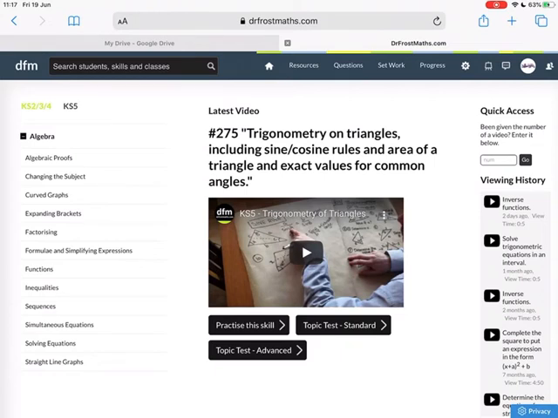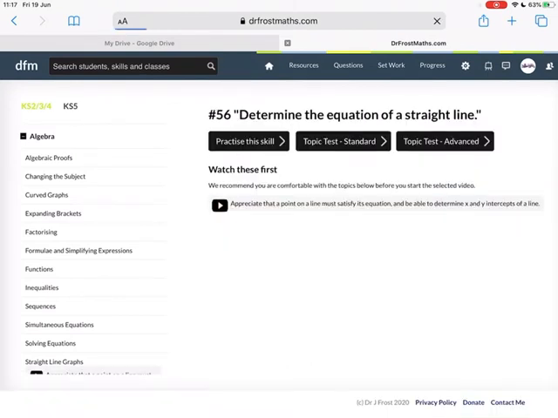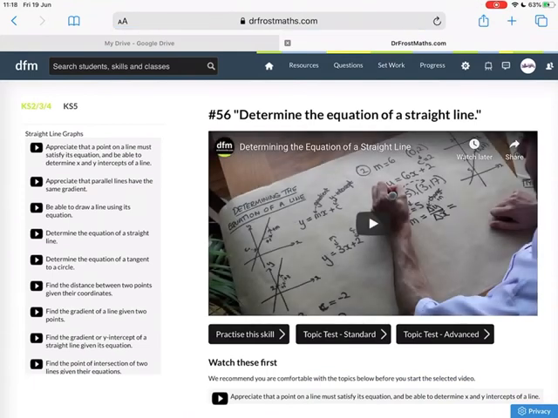Okay, and then if you look in the top right hand corner, it says quick access, being given the number of a video, enter it below. So we know the video was video number 56, so we type 56 into that box and click go. And that's where your video will appear that you can then play.